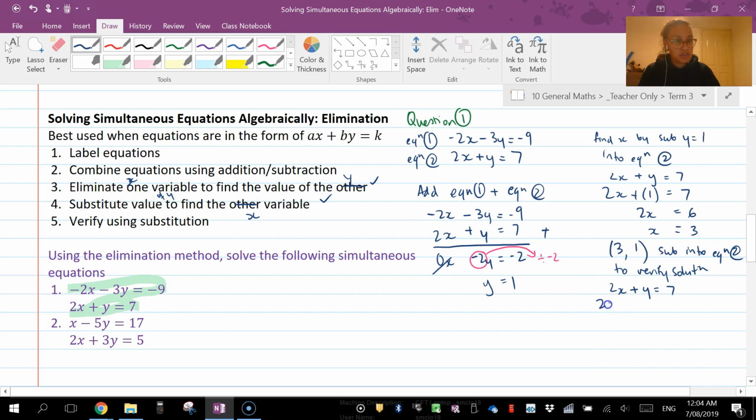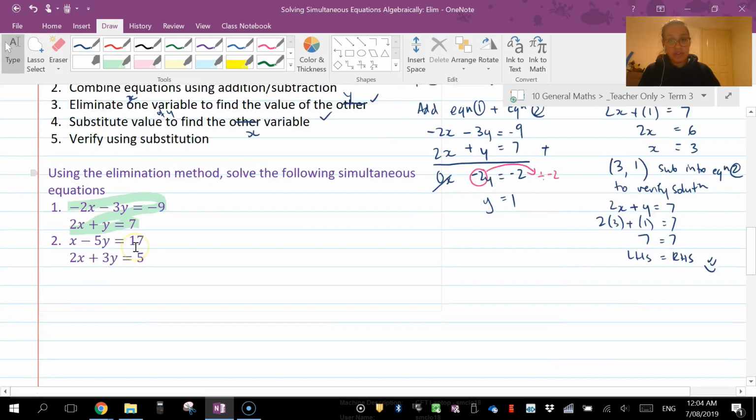Verify, so 2 bracket 3 plus 1 equals 7. 6 plus 1 is 7, equals 7. Left hand side equals right hand side. Happy days. So that is question 1.